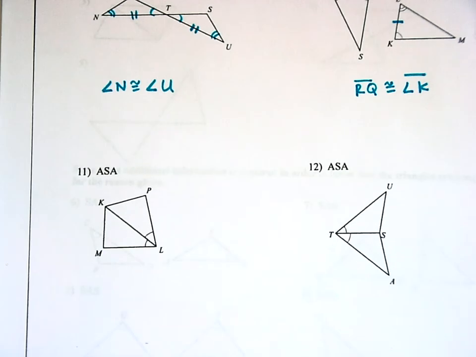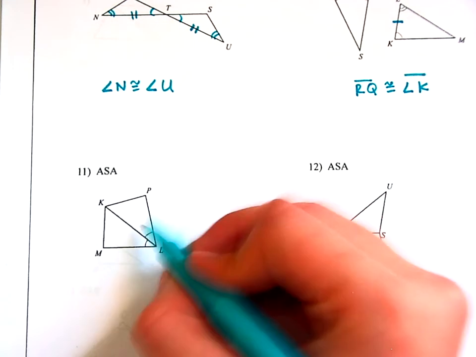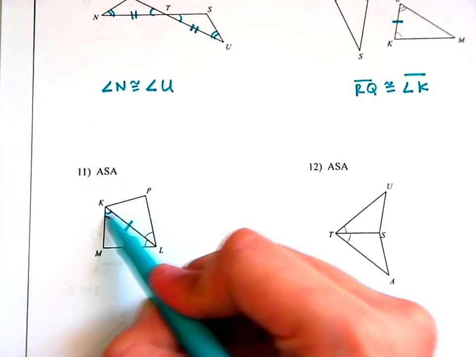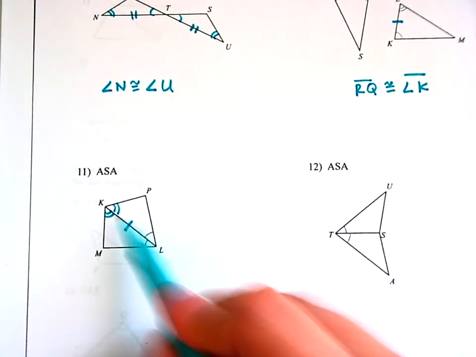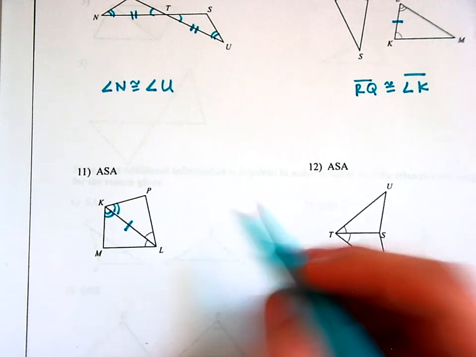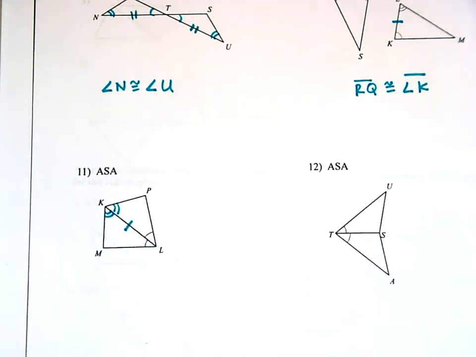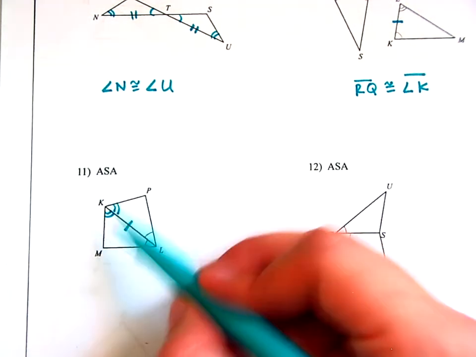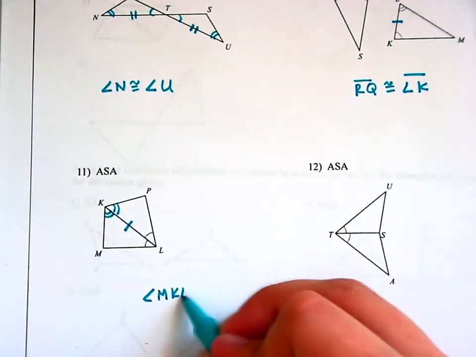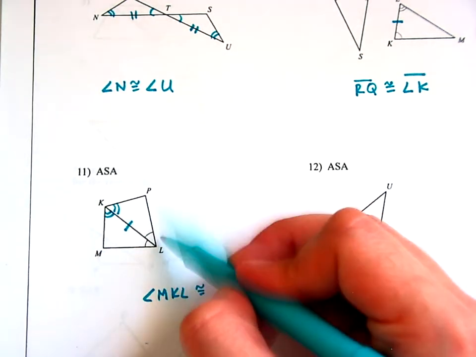Okay, last two like this. We've got an angle congruent to each other. We've got a side they share, and then the angle that's also congruent needs to be on the other side of that side. Remember, that side has to be in between. So we need to know that angle, and these are both angle K, so we need to name them MKL and PKL.